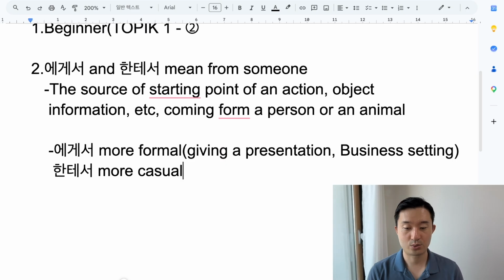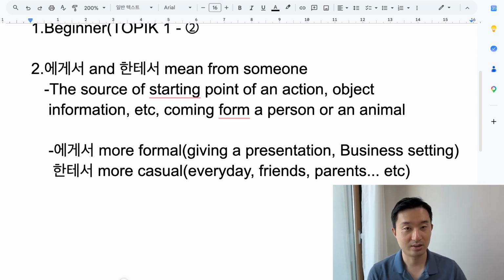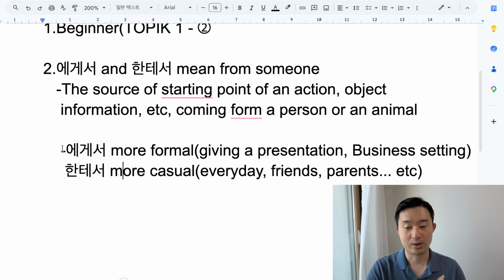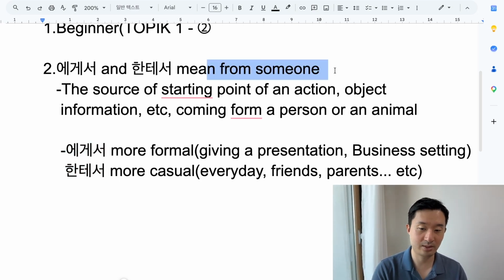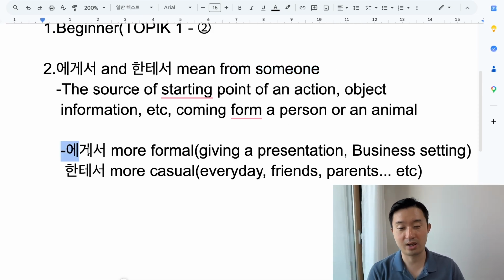And next, 한테서 is casual. This one is simply everyday. I mean, when you talk with your friends, parents, in everyday situations, then you can use 한테서. So again, 에게서 and 한테서 both mean from someone simply, but depending on the situation, you have to choose either 에게서 or 한테서.